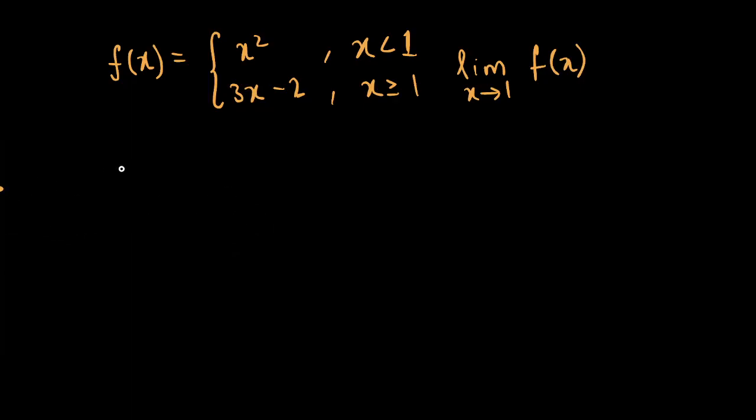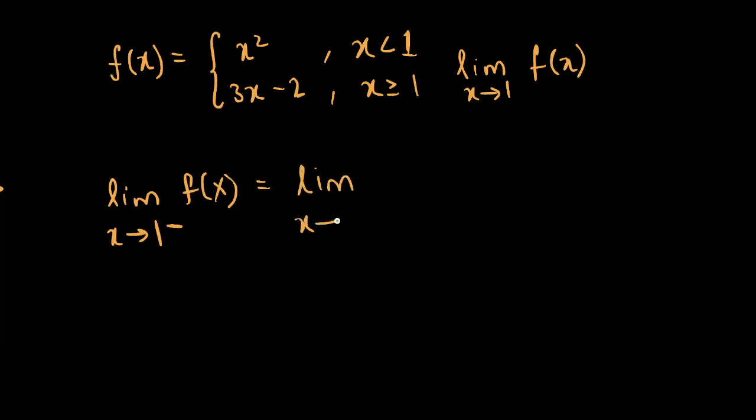symbolically, then we would say that the limit as x approaches 1 from the left must be equal to the limit as x approaches 1 from the right. And again, both these values must exist.